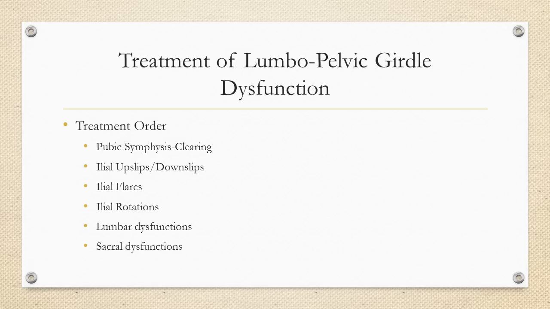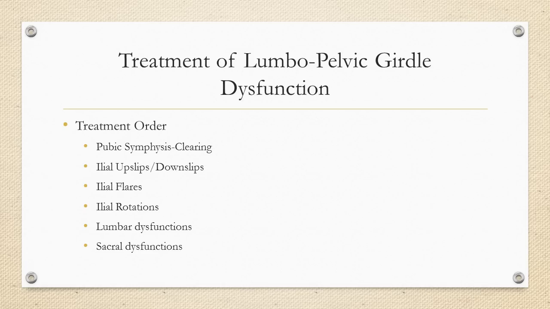Ilial flares, so basically you're getting an inward or an outward flare, and again this can affect length tension relationships with regards to the muscles that attach to the pelvic girdle. One of the most common things that you will see are ilial rotations, either anteriorly or posteriorly, and these are primarily going to be functional leg length discrepancies. You go in, you do a pubic clearing, you may see an upslip or a flare. If you do, you correct those. Then you move to your ilial rotation.